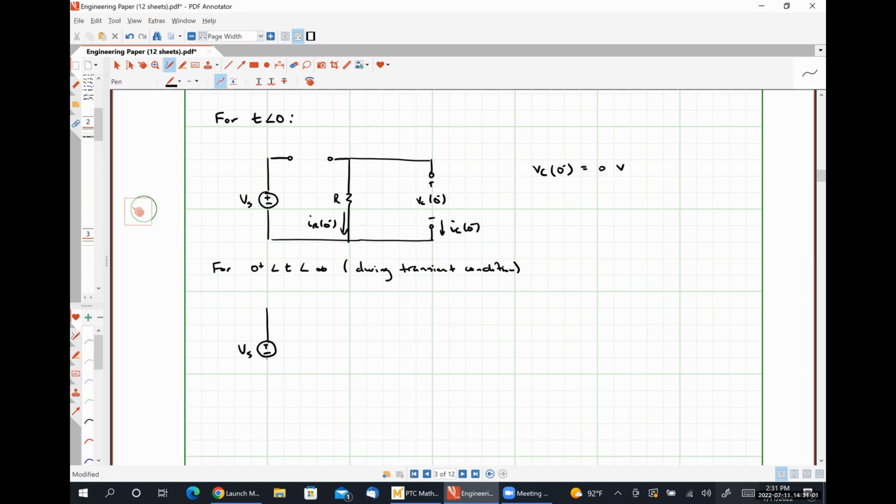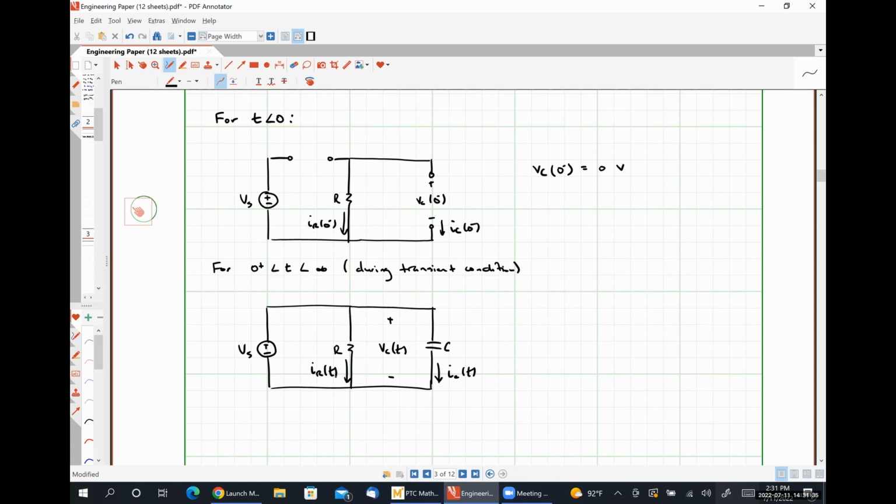We have our voltage source that's connected to our resistor and our capacitor. Plus minus VC of t, IC of t, and IR of t. So what should we expect to happen?